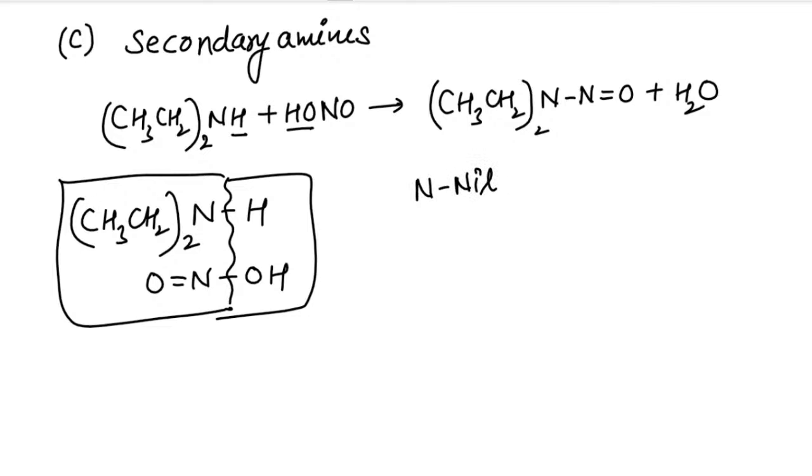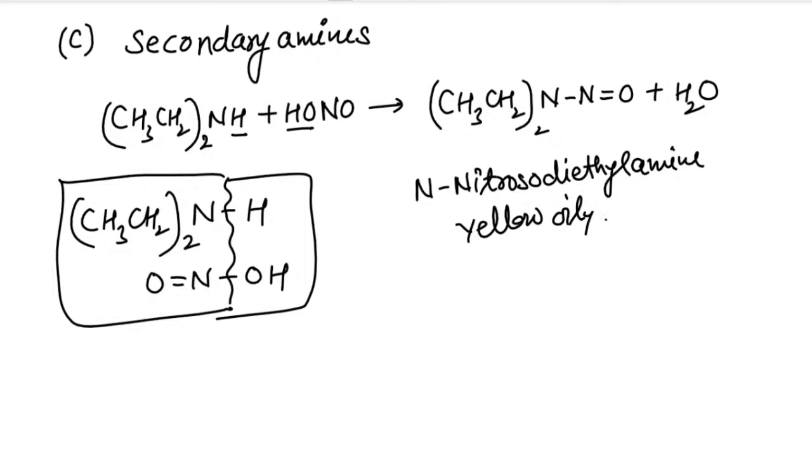N-nitrosodiethylamine, and this is a yellow oily liquid. See, the other products formed, like ethylamine, diethylamine, nitrous acid, are all water soluble, but when this product is formed, it separates as a yellow oily liquid.